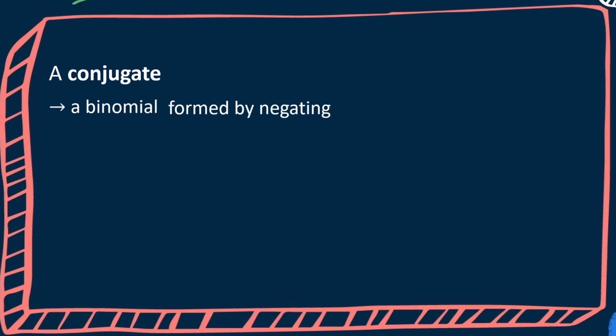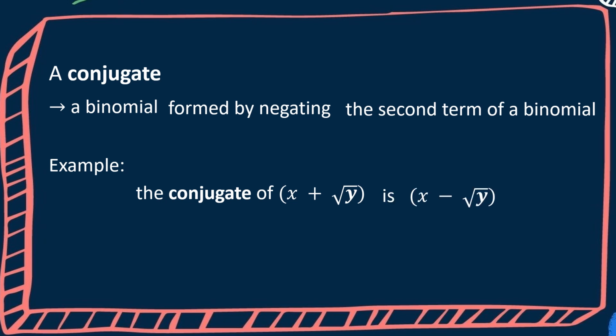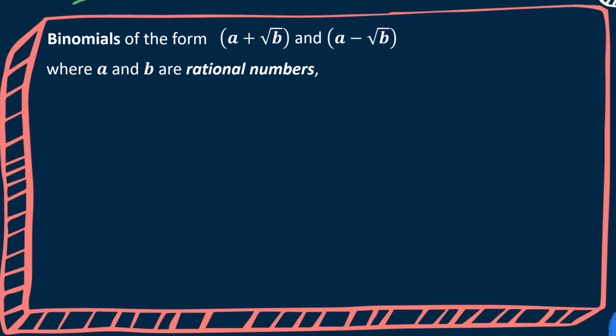Before we proceed with our case number 2, we need to define first conjugate. A conjugate is a binomial formed by negating the second term of a binomial. For example, we get the conjugate of x plus square root of y. The answer is x minus square root of y. Binomials of the form a plus square root of b and a minus square root of b, where a and b are rational numbers, are called conjugates of one another.